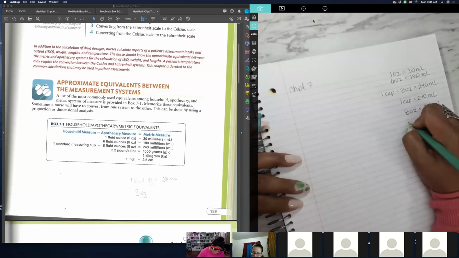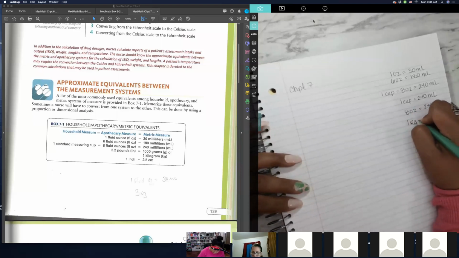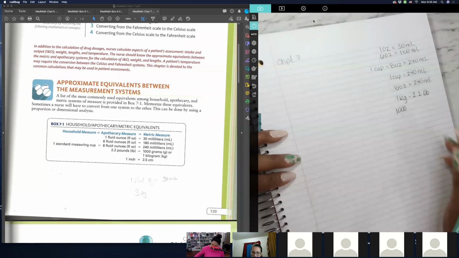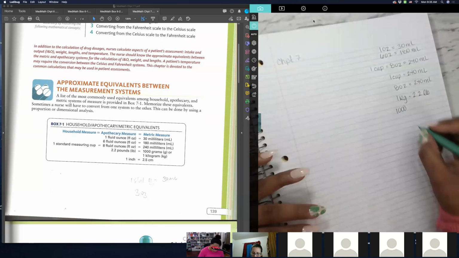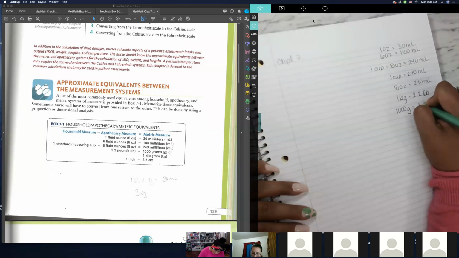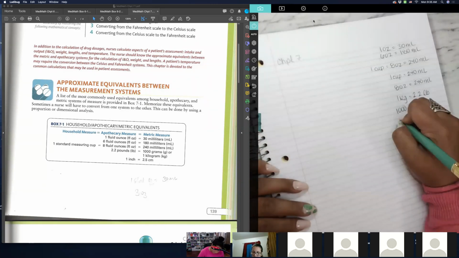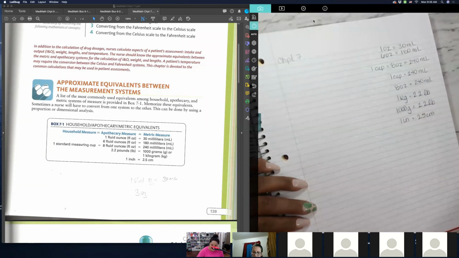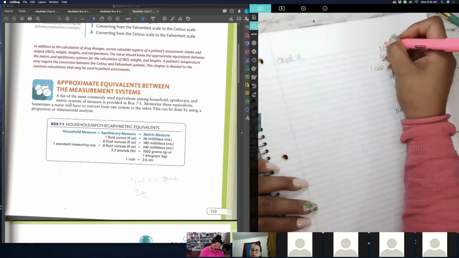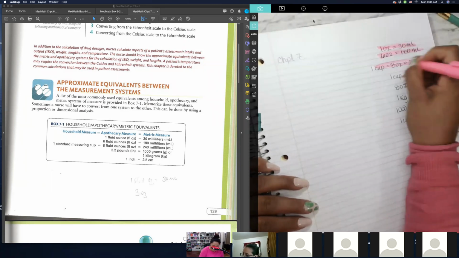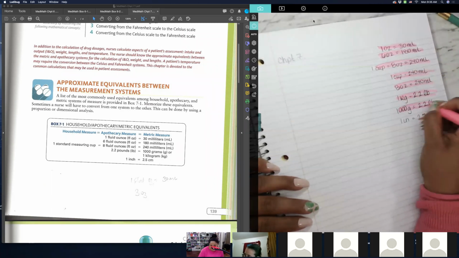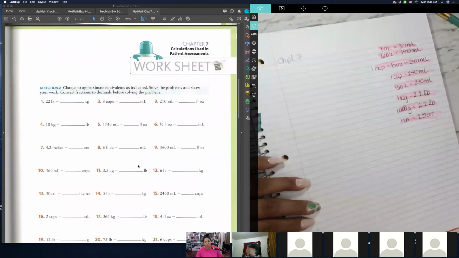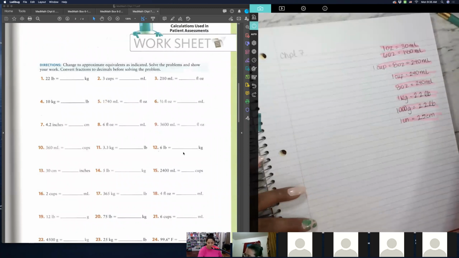All right, same thing. 1 kilogram is equal to 2.2 pounds. 1,000 grams is equal to 2.2 pounds, and 1 inch is equal to 2.5 centimeters. So these are all the conversions that we're going to be highlighting in chapter 7. Okay, so let's move on to worksheet 1 in chapter 7.